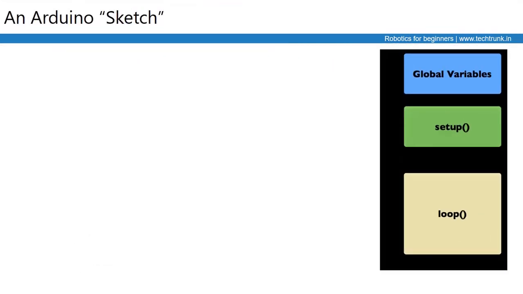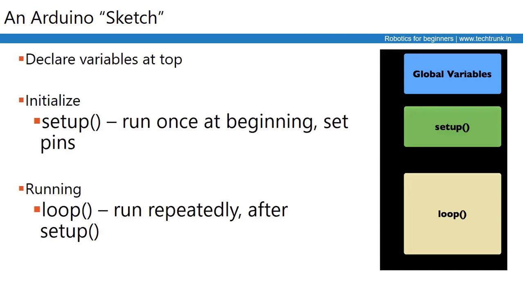An Arduino sketch generally has three parts. First we declare the global variables, then we have the void setup function, and then we have the void loop function. All the global variables we declare at the top, and we initialize or do some settings, and the commands that we wish to run only once we write into the void setup part. Whatever command we write in void setup is going to run only once at the beginning. And the main program that we wish to run repeatedly, we write into void loop afterwards. So this is the basic structure of Arduino programming.